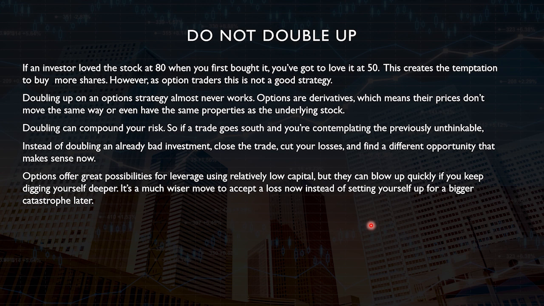Options are derivatives, which means their prices don't move the same way or even have the same properties as the underlying stock. Although doubling up can lower your per contract cost basis for the entire position, it usually just compounds your risk. So when a trade goes south and you're contemplating the previously unthinkable, just step back and ask yourself: if I didn't already have a position in this trade, would I make it? And if the answer is no, then don't do it. Close your trade and cut your losses. Find a different opportunity that makes sense.